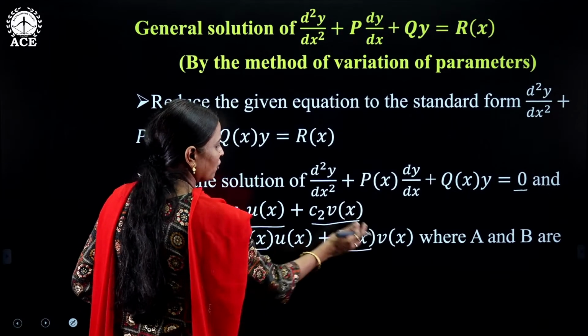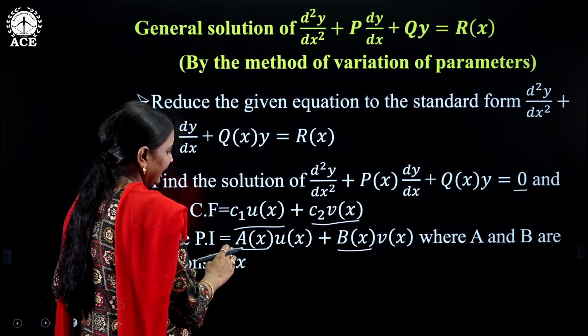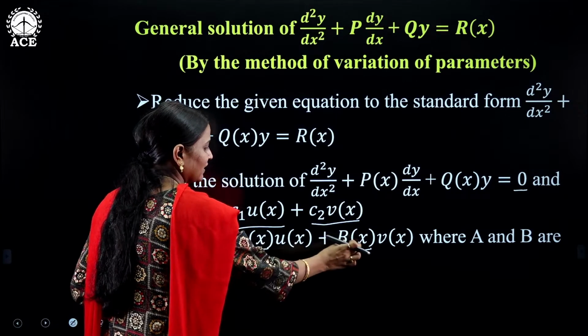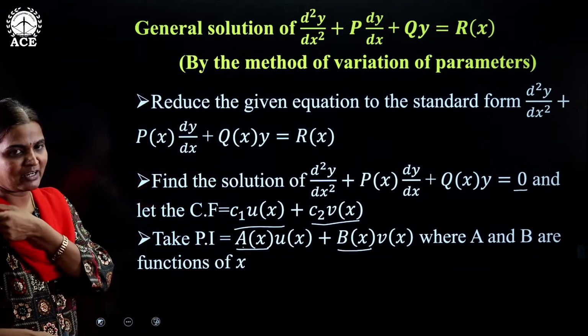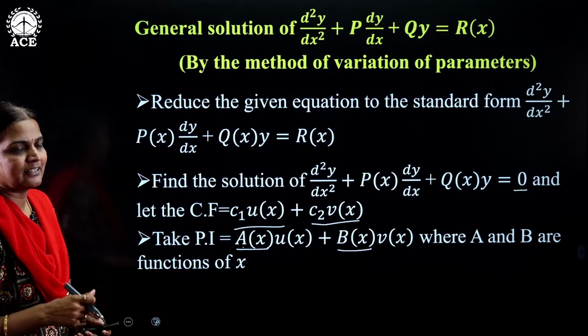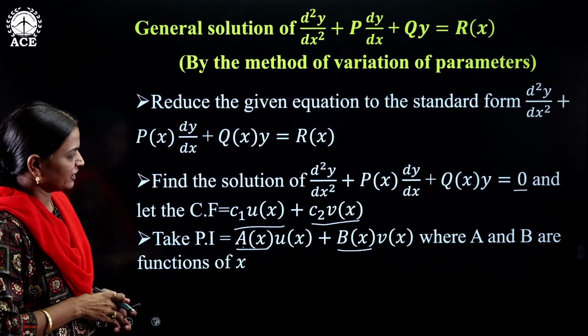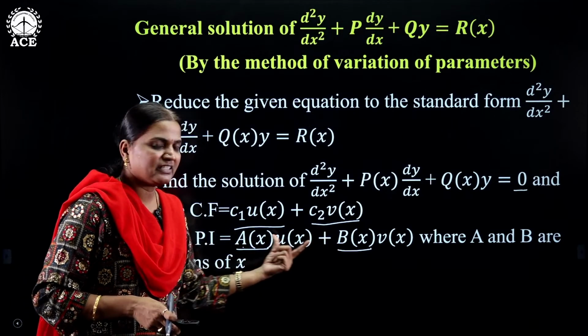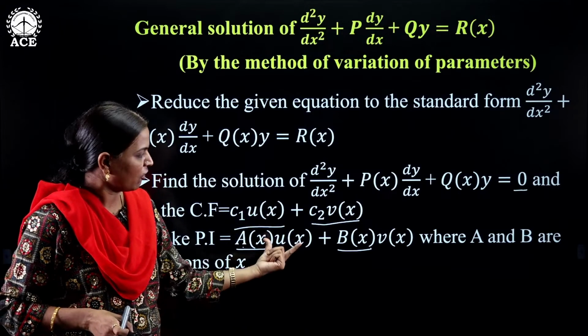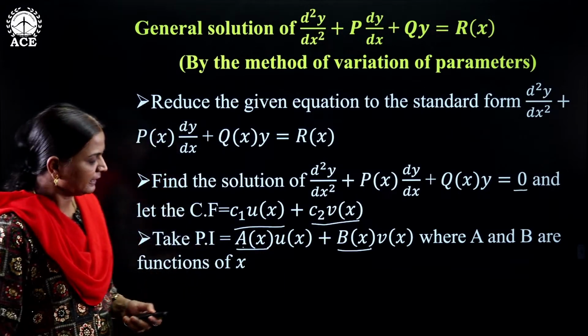Take u of x and v of x from the complementary function, and in this particular integral, A of x and B of x are the unknown functions of x. How to find out those unknown functions? If we know the A and B values, then directly we can write the general solution. But how to find out this capital A and capital B?